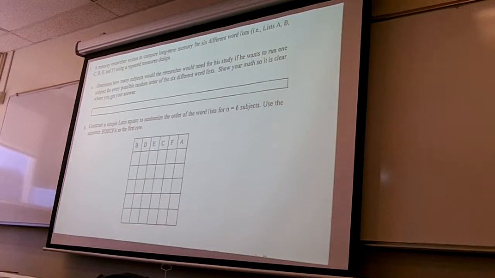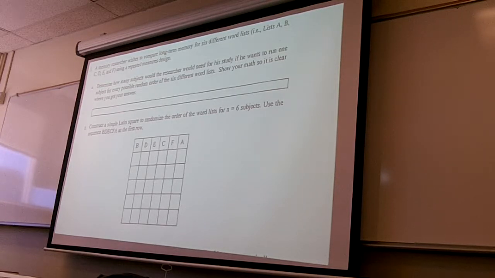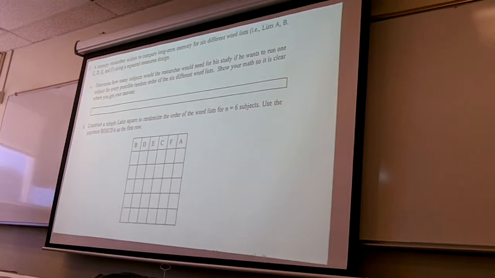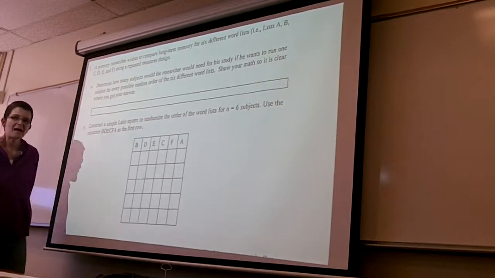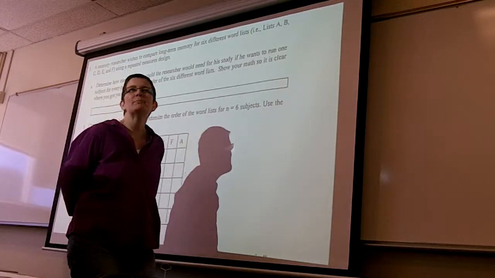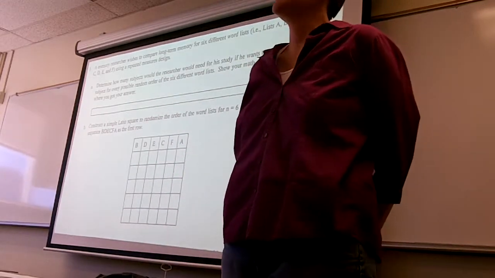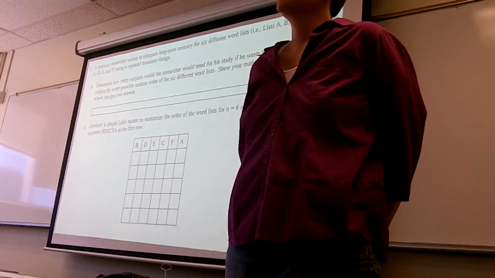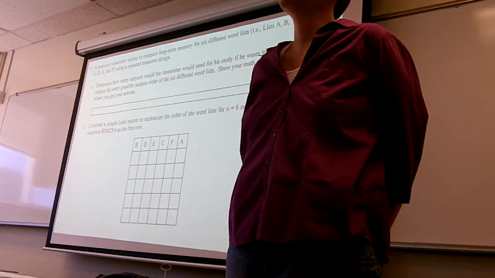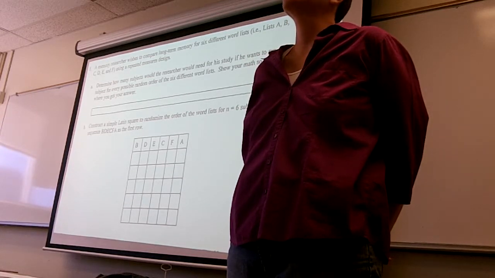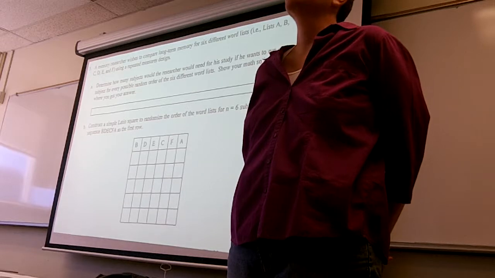Determine how many subjects the researcher would need for his study if he wants to run one subject for every possible random order of the 6 different word lists. Show your math so it's clear where you got your answer. So how can you know how many possible random orders there are of 6 lists? I did 6 times 5 times 4 times 3 times 2 times 1. So that's equivalent to 720.